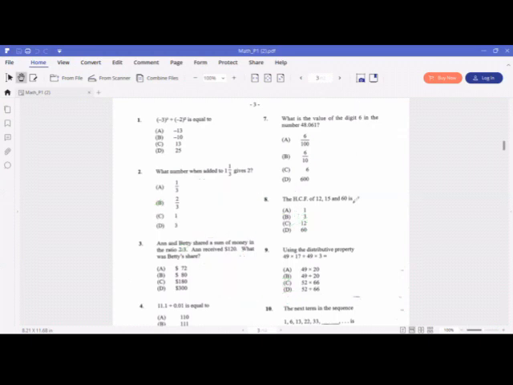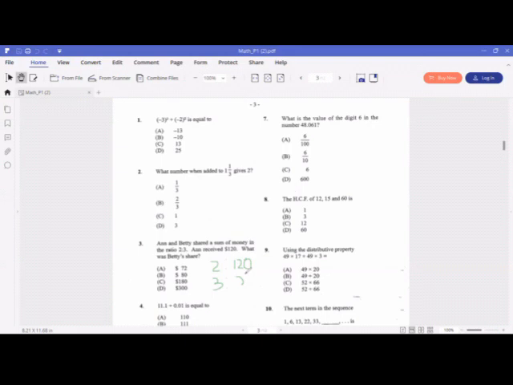Now 3 says, Anne and Betty shared a sum of money in the ratio of 2:3 and received $120. What was Betty's share? Now to find Betty's share, you have to find the amount of money that was shared altogether. Now the money was shared into 5 equal parts. Anne got 2 parts and Betty got 3. So I can write it in a ratio. Anne is equivalent to $120. Now you're asking yourself, what is Betty's share equivalent to?